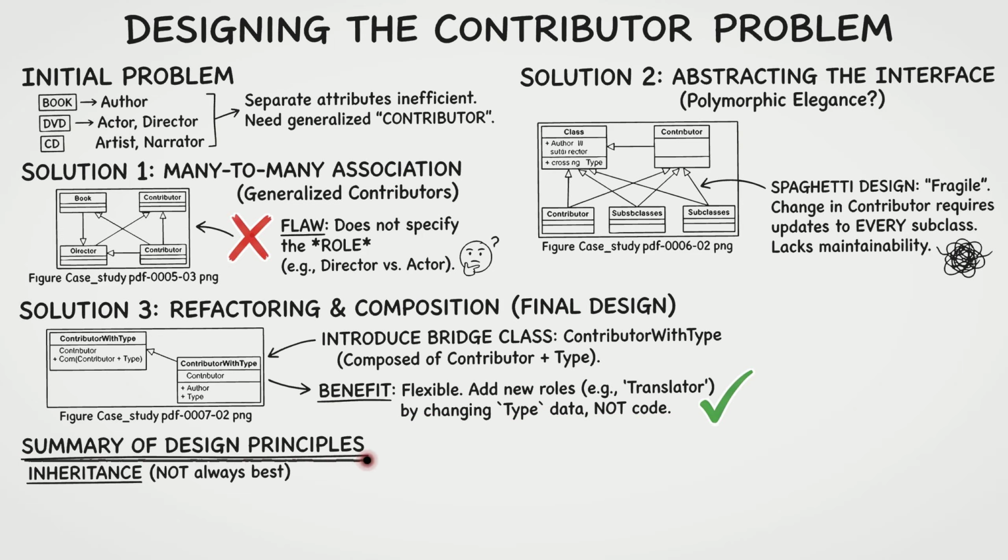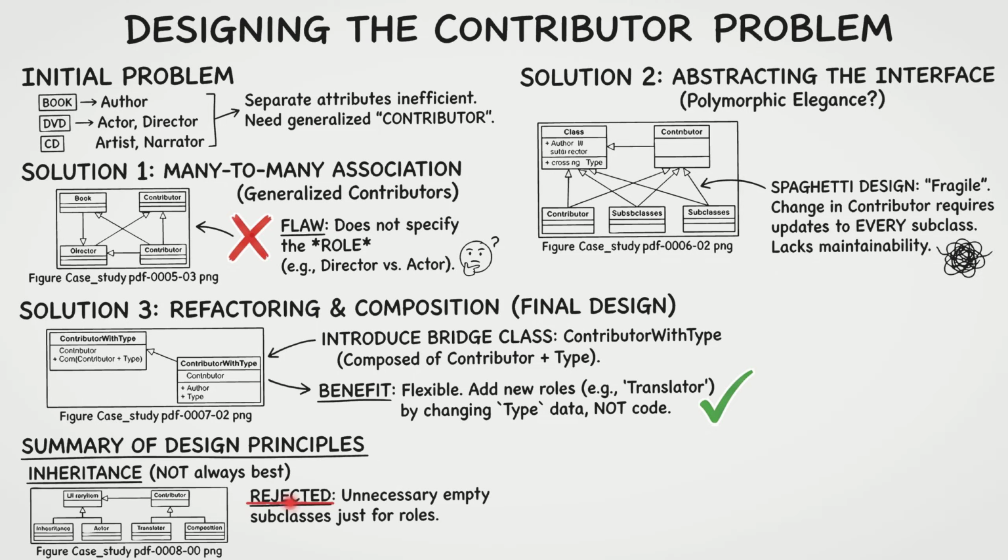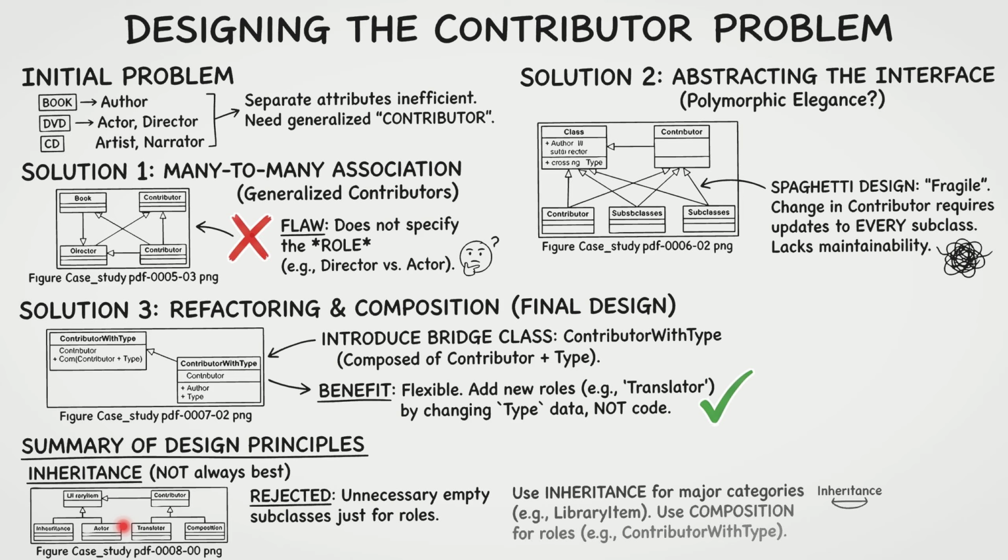Inheritance is not always the best solution. For instance, down here, we see a rejected design. It uses inheritance to create many empty subclasses like actor, translator, author, just to identify different types of contributors. Creating empty subclasses just for labels is unnecessary and clutters your system.